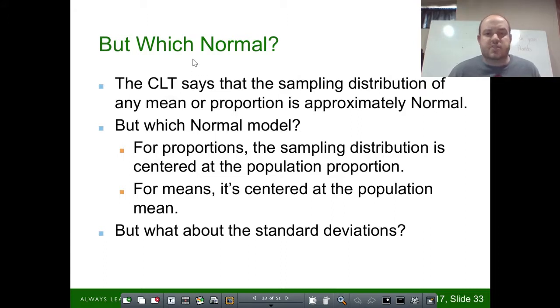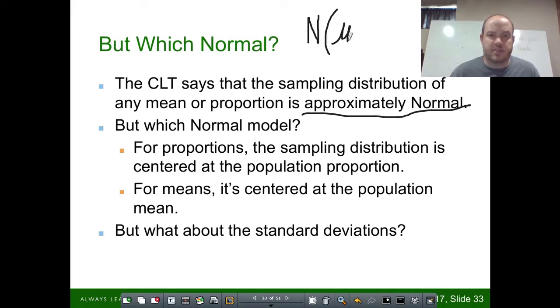So what does the central limit theorem say about sampling distributions of any mean or proportion? It says that it is approximately normal. All right, so nothing fancy there. We've already mentioned that like 100 times, but which normal model? All right, so remember, whenever we deal with a normal model, there are two things we need. We need to know what the mean is, and we need to know what the standard deviation is. Now, we have already covered that with proportions. We're going to take a look at that with the average situation today, all right?